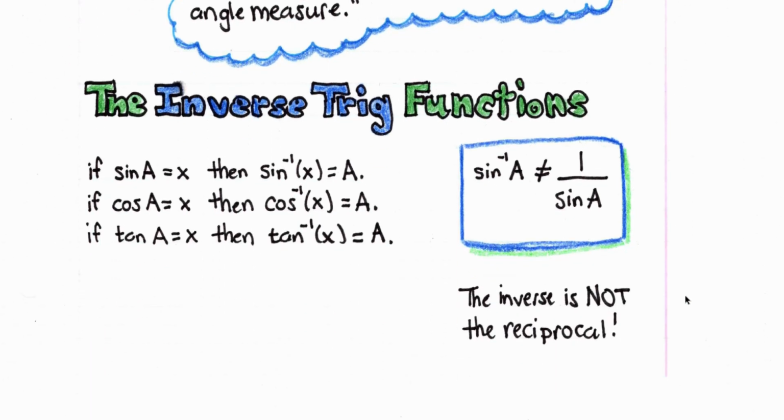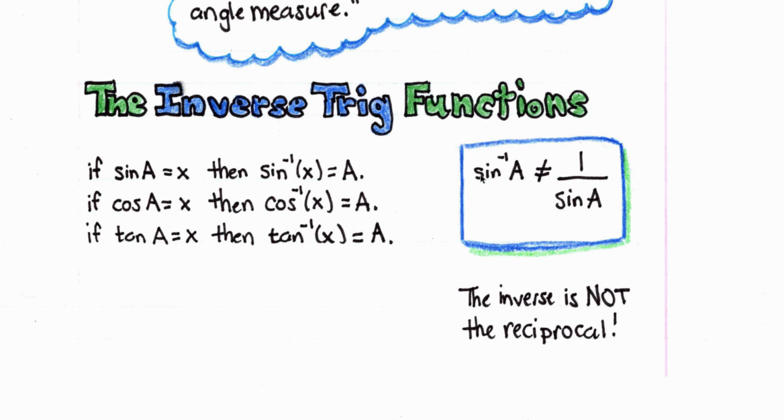And so these are the inverse trigonometric functions. If the sine of angle A equals x, then the inverse sine of x equals A. If the cosine of angle A equals x, then the inverse cosine of x equals A. If the tangent of angle A equals x, then the inverse tangent of x equals A.